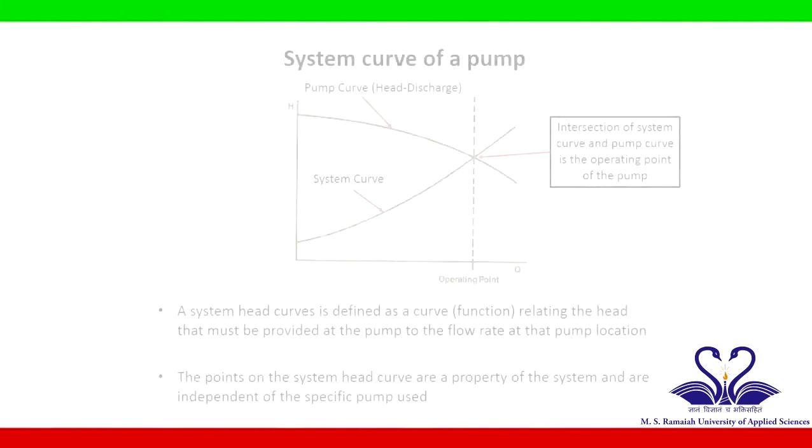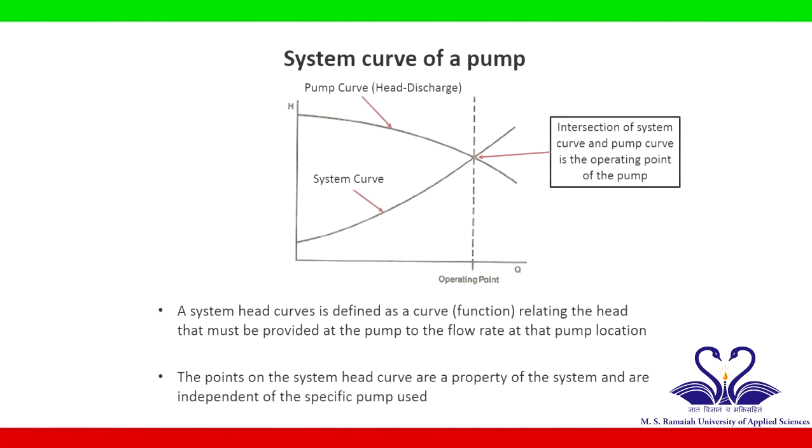System curve. A system head curve is defined as a curve relating the head that must be provided at the pump to the flow rate at that pump location. The points on the system head curve are a property of the system and are independent of the specific pump used.